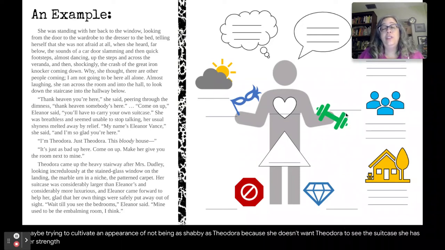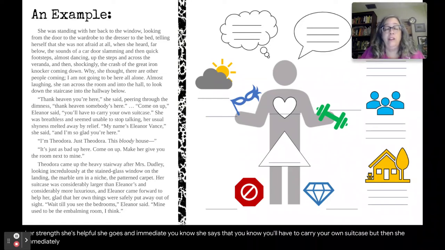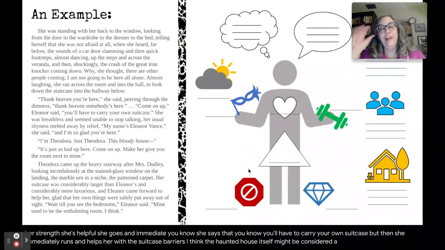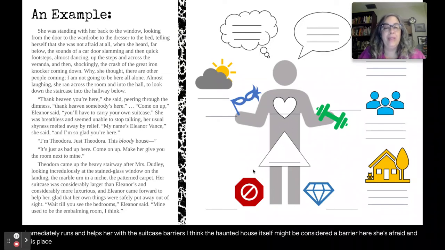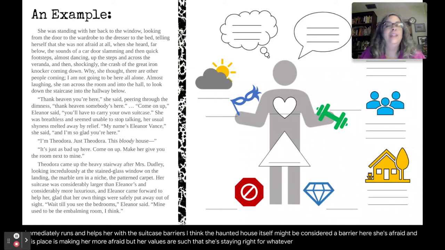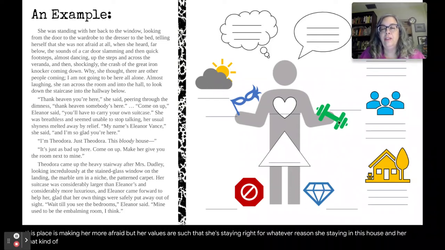Her strength, she's helpful. She immediately says that you'll have to carry your own suitcase, but then she immediately runs and helps her with the suitcase. Barriers, I think the haunted house itself might be considered a barrier here. She's afraid, and this place is making her more afraid. But her values are such that she's staying, right? For whatever reason, she's staying in this house, and her values are that she is helpful towards others. So strengths and values can kind of go together there.